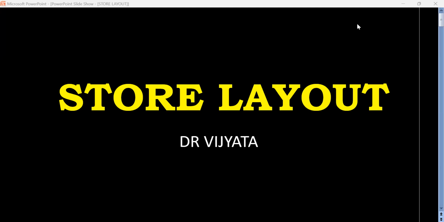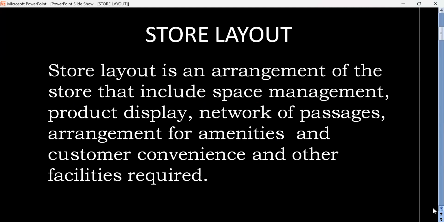Store layout is a topic in continuation with store location, store site, and the choices which affect the store location and store design. So what is store layout? First, we'll check what is store layout. Store layout is an arrangement of the store that includes space management, product display, network of passages, arrangement of amenities, customer convenience, and other facilities required.